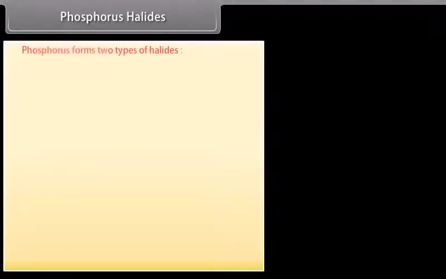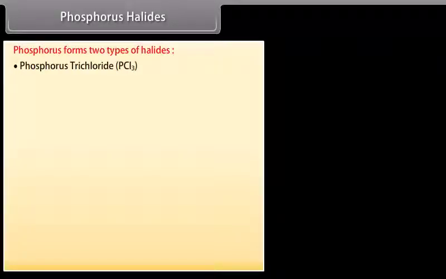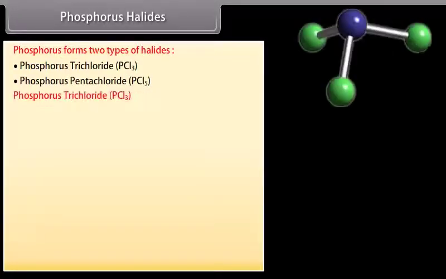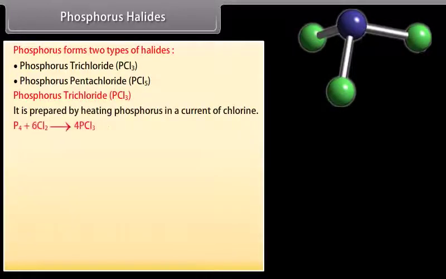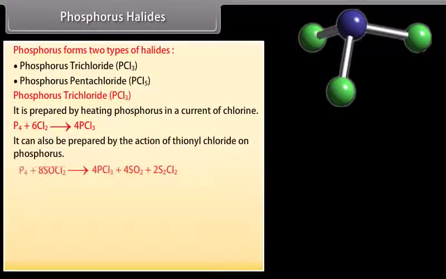Phosphorus halides. Phosphorus forms two types of halides: phosphorus trichloride and phosphorus pentachloride. Phosphorus trichloride. It is prepared by heating phosphorus in a current of chlorine. It can also be prepared by the action of thionyl chloride on phosphorus.